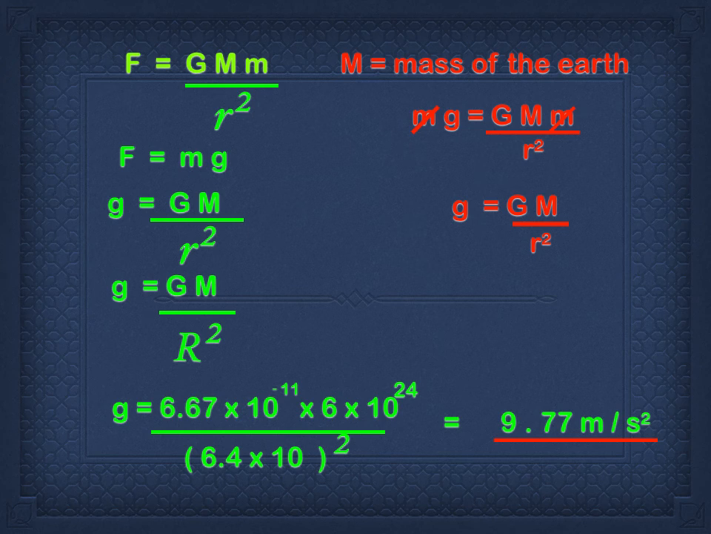So, this acceleration depends only on the mass and radius of the Earth. The acceleration due to gravity at a point on the Earth is the same for all objects; it does not depend on the properties of the object.